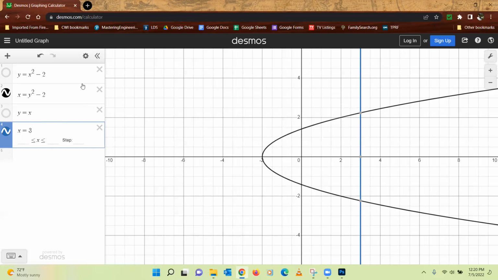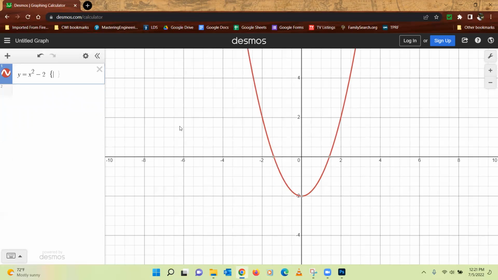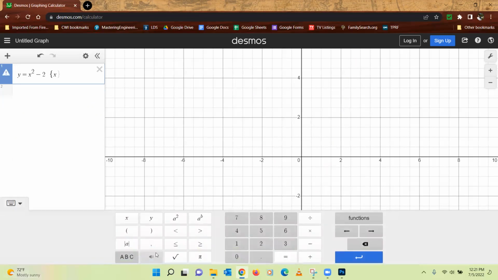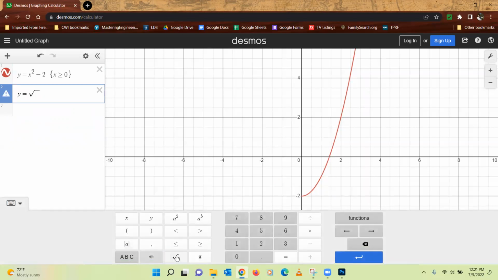So one of the things we would do when we had a graph like this parabola that opens up is we would limit the domain. And if you do that, say x is greater than or equal to 0, now we've restricted the domain to only a portion of the graph. And so one of the things we could do is not just swap x and y, but then we would solve for y. And in this case, we would add 2 to both sides and then take the square root of both sides. So we would have y equals the square root of x plus 2.